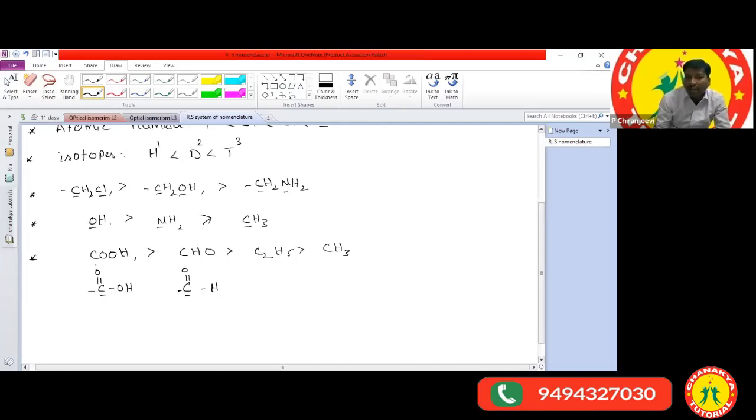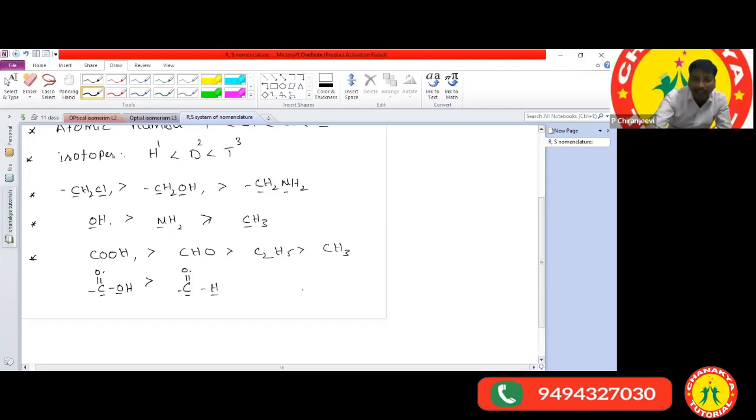And if you go for the second atom, here also oxygen, here also oxygen is there. So the second atom is also identical. If it is identical, then we have to go for the third atom. If you see the third atom, here we have oxygen, in this one we have the hydrogen atom. So if you compare oxygen and hydrogen, the first priority goes to oxygen. So that's why we give the first priority to the carboxylic acid. After that aldehyde, and after that C2H5, after that the CH3 group.